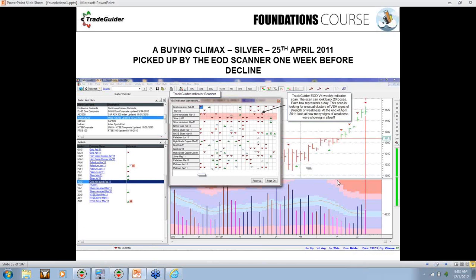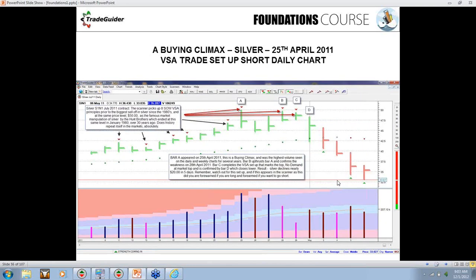So here's what happened. This is the actual chart. At point A, remember I said weakness appears on up bars. We'd seen all of these in the scan, 1, 2, 3, 4, 5, 6, 7, 8. And we had our biggest. So is market weakness predictable in advance? Yes. But we'll look at the volume at point A. Absolutely enormous.